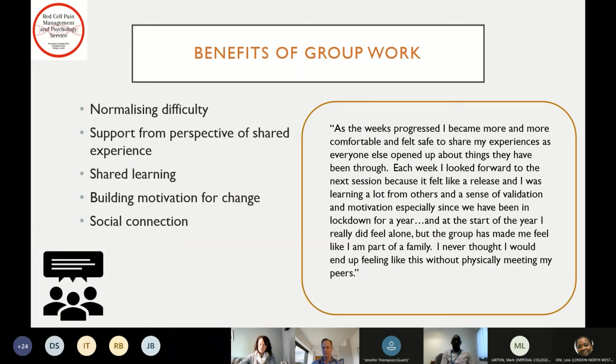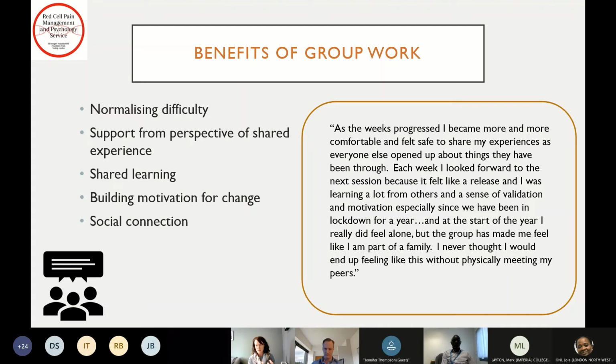So why do this work in a group? Why not just do this individually with people? We don't always work with people in a group. There are some people who work best in individual sessions, and individual work is really the ideal for them. But for many people, group pain management programmes are useful because it can be really helpful to normalise difficulty.